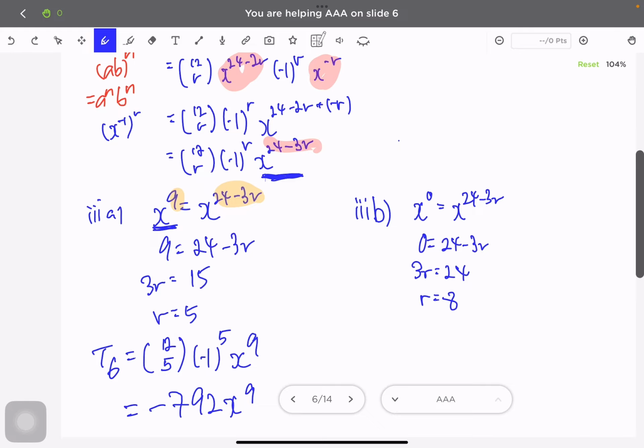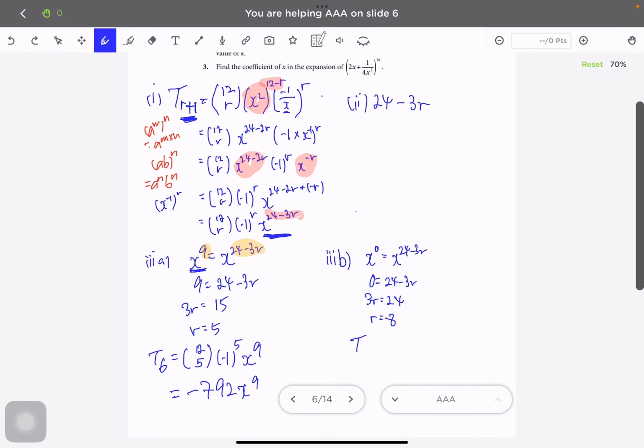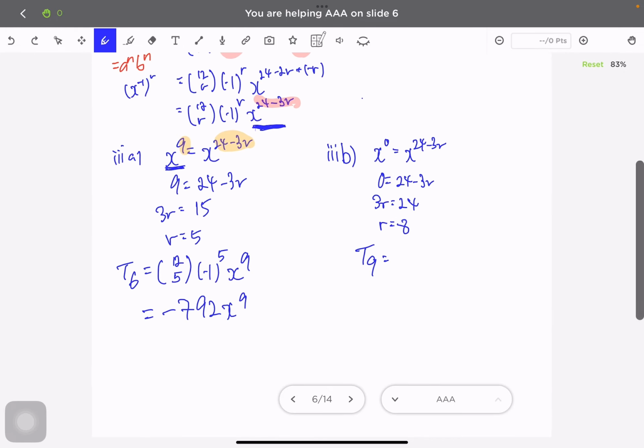So, using back the general formula, I am finding term number. If I put back here again, r equals to 8, it will be term number 9. Based on the general formula, 12 choose 8. Remember, one number lower. Minus 1 to the power of 8. And since I already know it's going to be this that I'm finding, x to the power of 0. Pressing just the calculator, the answer will be 495.